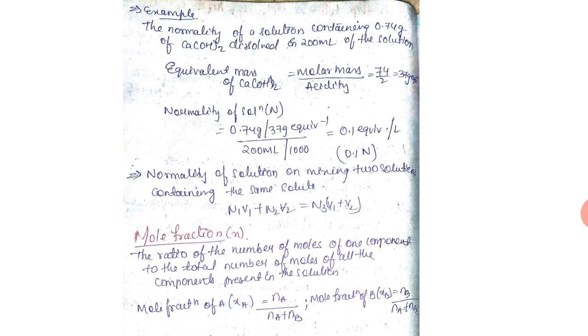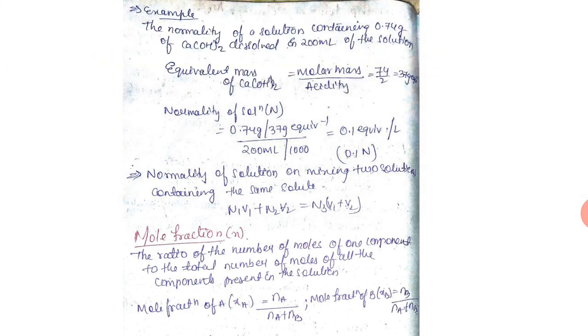We know that calcium hydroxide is a base, so the equivalent mass formula for base should be used. So it is molar mass by acidity. Your acidity, that means how many OH are there, you can see in Ca(OH)2 there are 2. So molar mass is 74 by 2, then it is 37 gram equivalent inverse. Normality is 0.74 gram by 37 gram equivalent inverse, by 200 ml by 1000. So it comes to 0.1 normality. This is very important, and you have to remember the formulas.